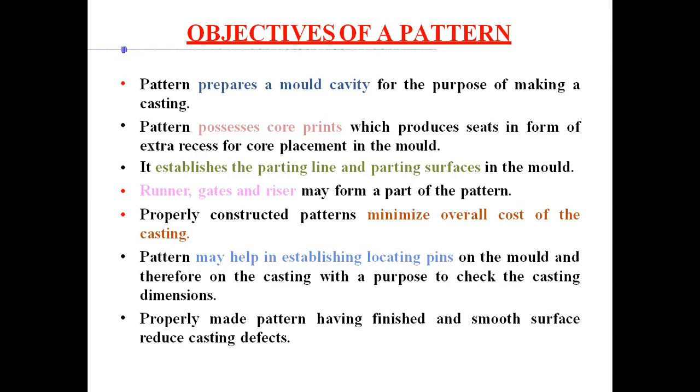Otherwise, you have to make multiple processes, right? So if you want to achieve it in one go, you have to go for a lot of considerations. That's why it is said that if you properly construct the pattern after careful consideration of all other factors like the solidification time and the core prints, etc., it will minimize the overall cost of the casting. Because if you're doing it in lesser time with lesser material, you will be able to minimize the cost, right?